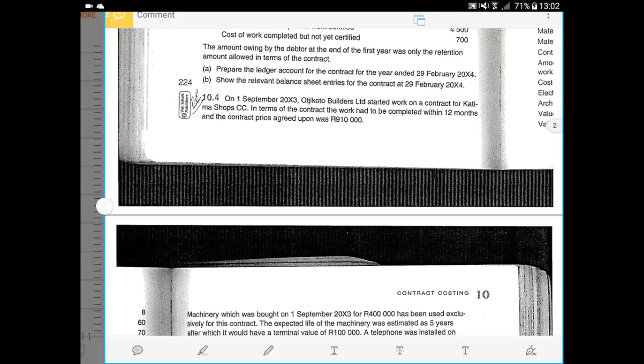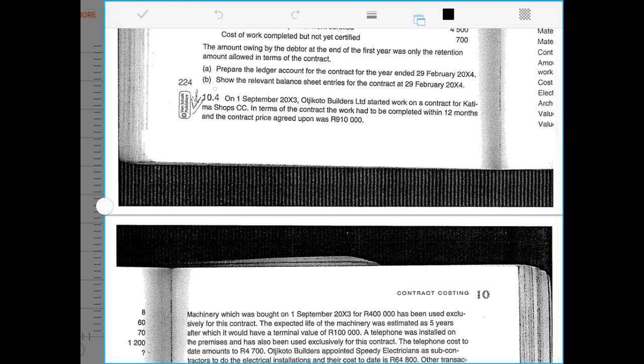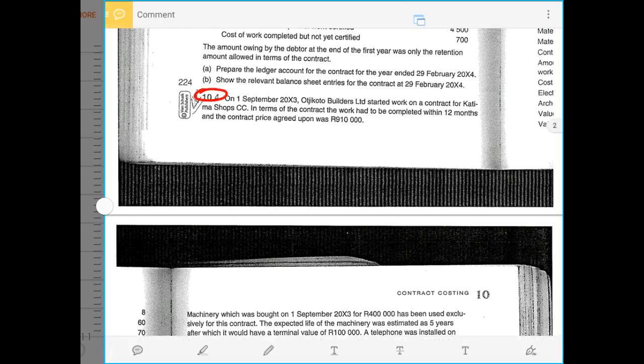Good day, students. I will be doing exercise 10.4 with you in the topic of contract costing. So now this is contract costing and it is chapter 10 of your textbook. 10.4 says on the 1st of September in the year 2003, Odrikoto Builders Ltd started work on a contract for Kadima Shop Close Corporation.